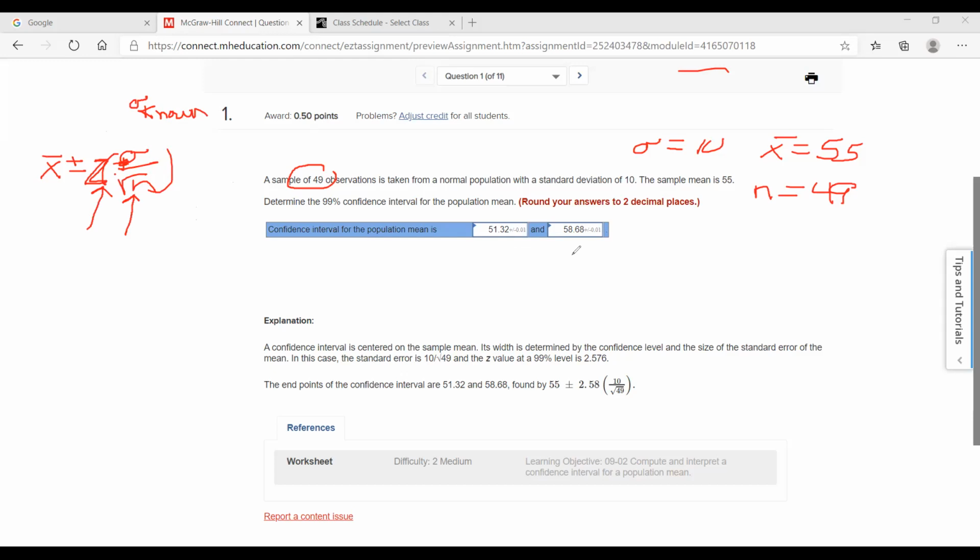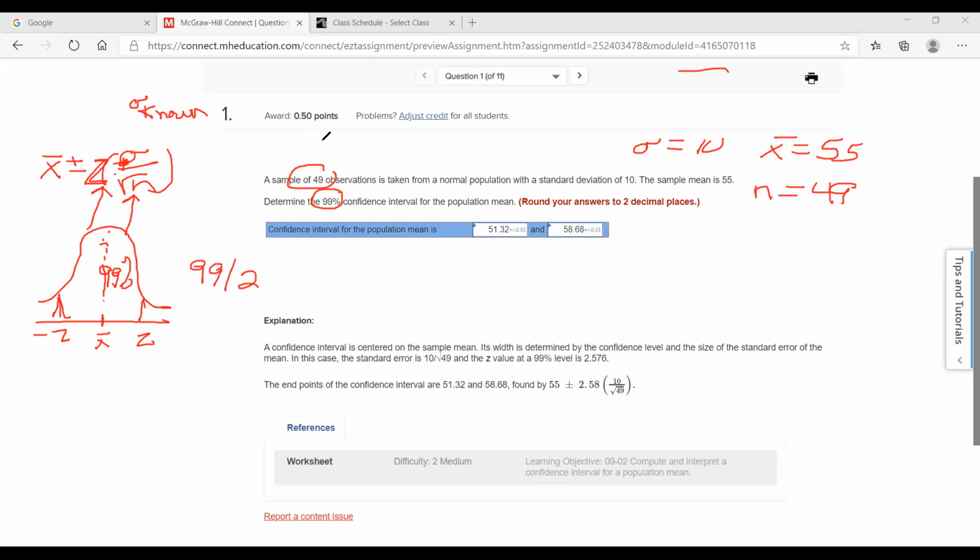In this case, to get the z value, we have to know our confidence level. At 99%, let me draw the picture here. If x bar is in the middle, at 99%, you want the z value at those two data points. So basically, you have to divide this in two. You take 99 and divide that in half, and then you have to go into your table.